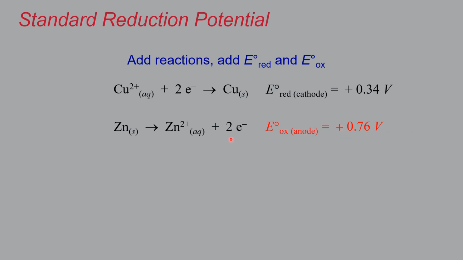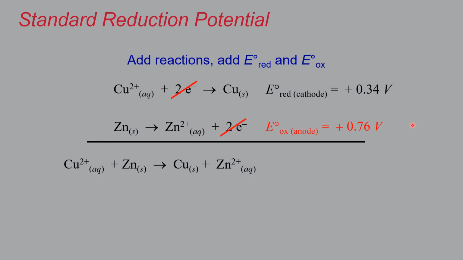Remember, you have to flip the reaction, flip the sign on the potential, add everything together. The electrons should cancel. And you get copper plus 2 plus zinc metal gives you copper metal plus zinc plus 2. And that gives you a cell potential of 0.34 volts plus 0.76 volts, which is where we got the 1.1 volts. All right, so that is how you determine standard cell potentials.